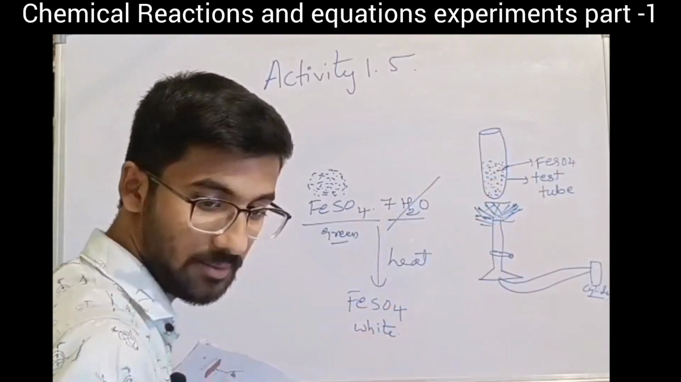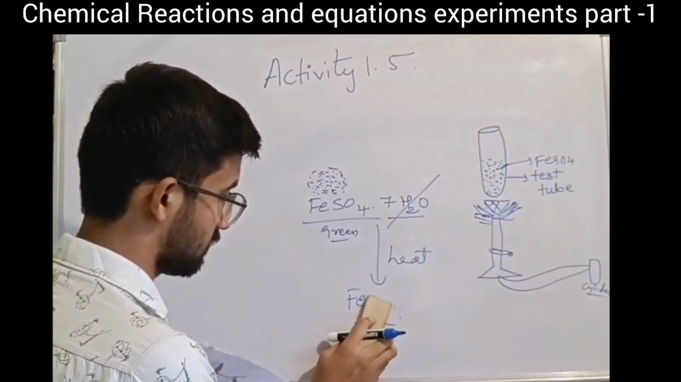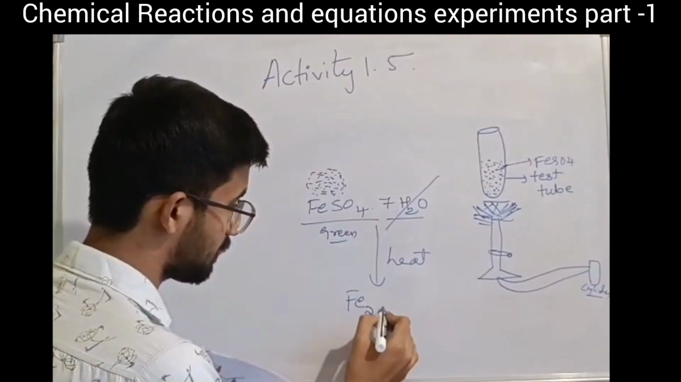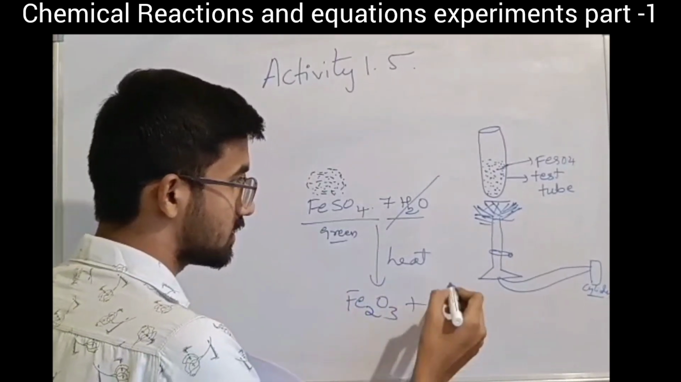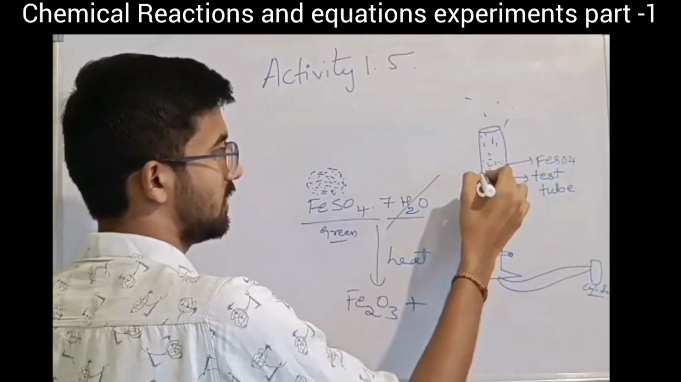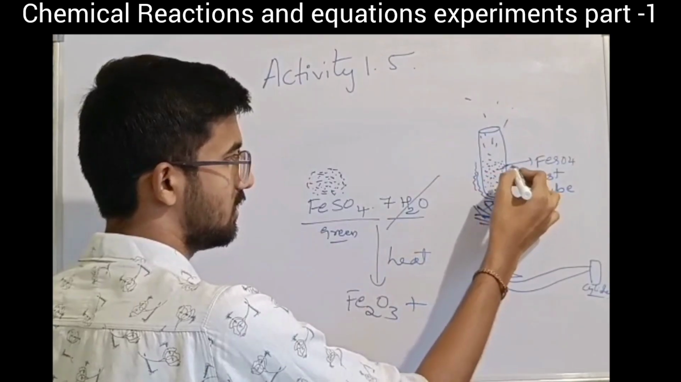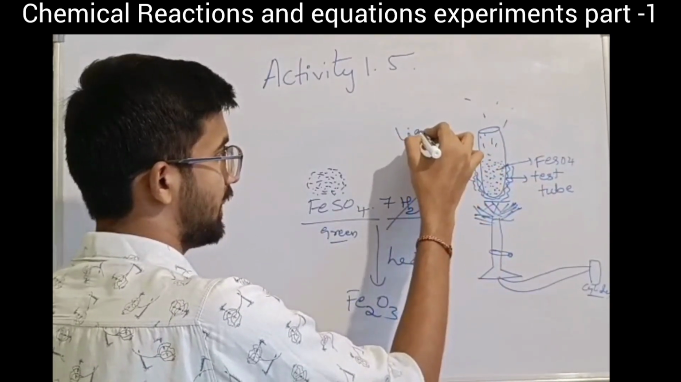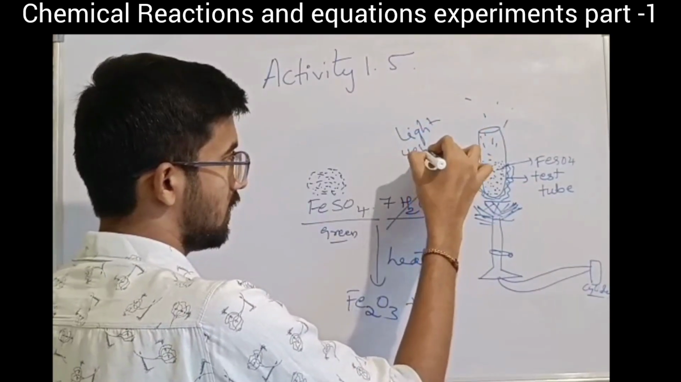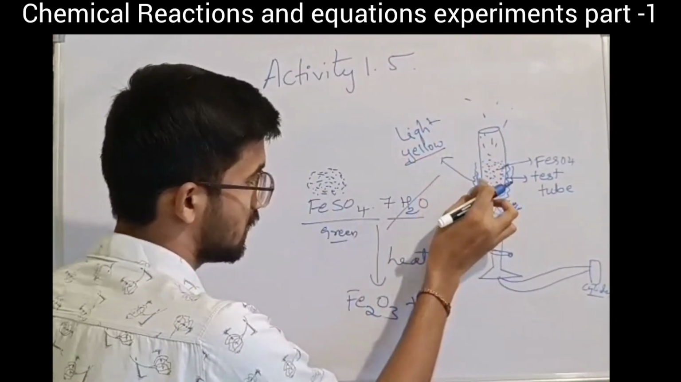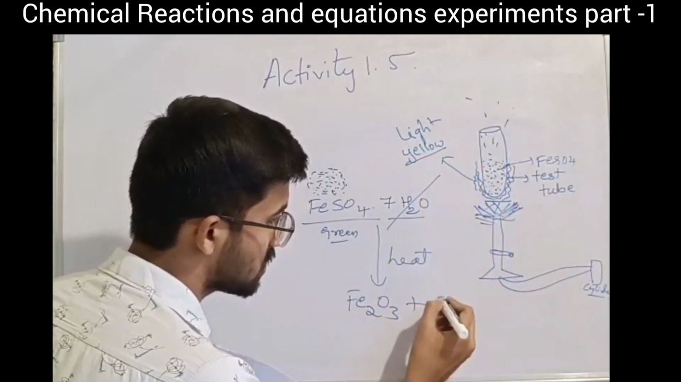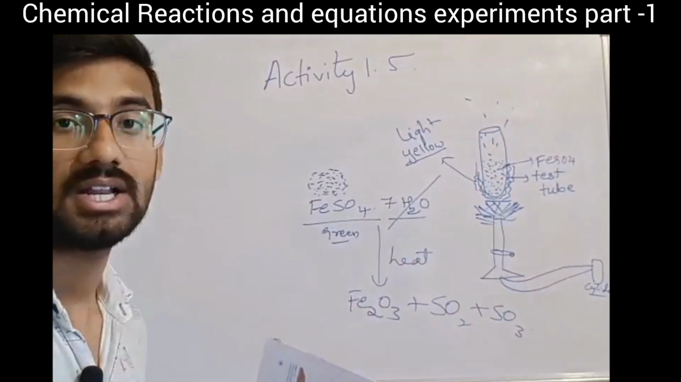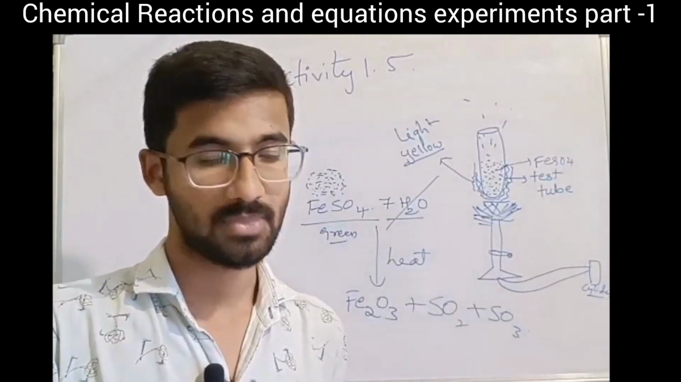When we heat excessively, again more and more, then ferrous sulfate becomes ferric oxide. Ferric oxide means Fe2O3, plus some harmful gases. The test tube is turning a light yellow color on the sides, which is called SO2 plus SO3. Sulfur dioxide and sulfur trioxide gases are also liberated.